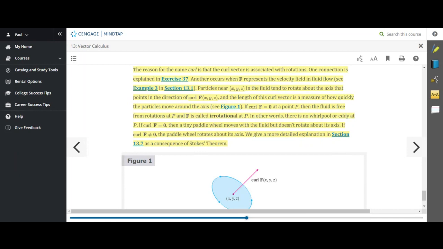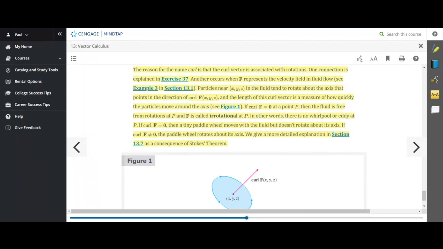So what they're saying is that particles near a point in a fluid tend to rotate about the axis that points in the direction of the curl. And the length of this curl vector is a measure of how quickly the particles move around the axis. So if the curl of a vector field F is equal to the zero vector at a point, then the fluid is free from rotations at that point, and the vector field F is called irrotational.